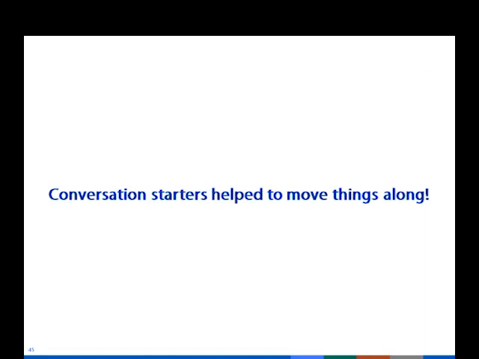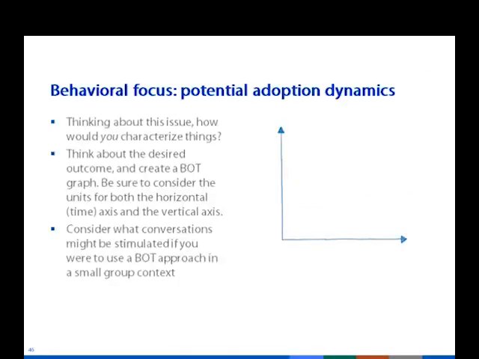Some of the conversation starters that I've outlined here help that postmortem process. Now, if you think about this issue, how might you characterize what happened relative to what they wanted to have happen? A bot graph could be really, really helpful. Why don't you take a minute and sketch out your thinking? While you're sketching, think about how you might have used this approach to help the student team come together around understanding dynamics.